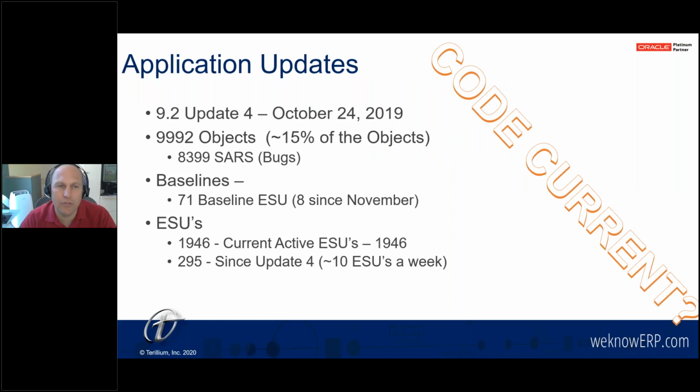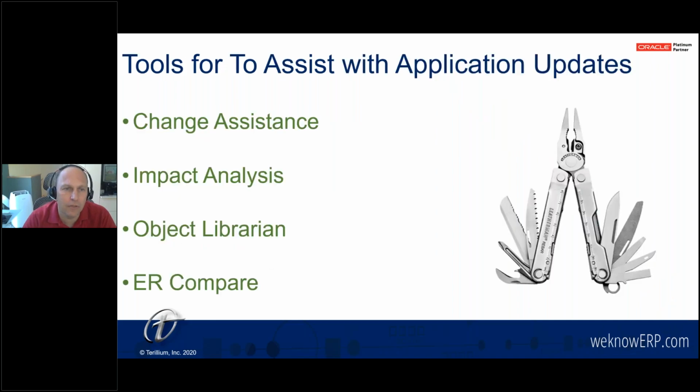So, to give an idea of how much change is happening: application update 9.2 update 4 was released last year in October. There were 9,992 objects, which is really about 15% of the system. Since then, there have been an additional 71 baseline ESUs released, and this is about a month old, so it's probably even higher now. There are almost 1,900 ESUs that have been released since last October. So staying on top of that becomes an ongoing challenge. Luckily, Oracle has presented some tools to help you out.